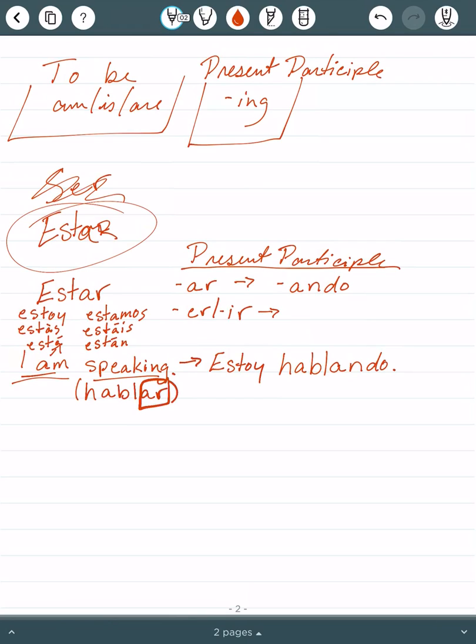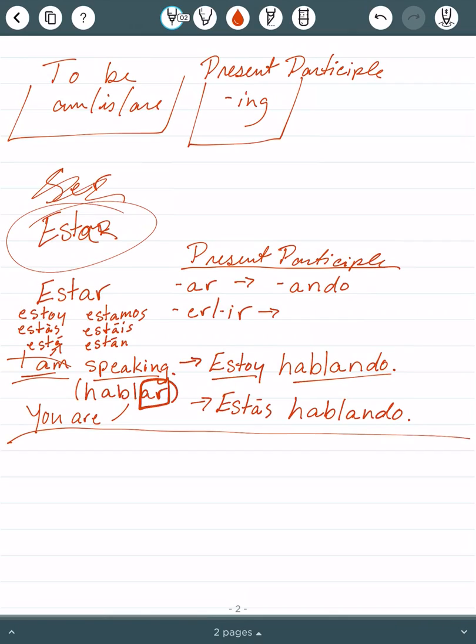And then if you want to change that sentence, instead of I am speaking, I want to say you are speaking. Then I just change estoy to estás. And then hablando meant speaking. I'm still saying you are speaking. So hablando is going to stay the same. So that's AR verbs. And then it's same story for ER and IR verbs. So if I wanted to ask you, are you eating? Are you eating right now?